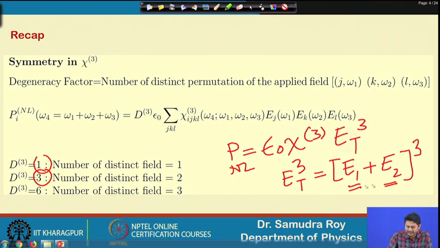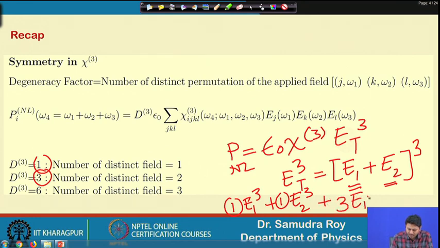Since we have only two distinct fields, we have a number 3 here and a number 1 here as degeneracy factors. If I expand, it is E1 cube, which has a degeneracy factor 1, plus E2 cube, which has a degeneracy factor 1, and then we have E1 squared E2, where two fields are involved, among which two are identical, so it follows this and we have 3 here. Another case is 3 E2 squared E1. This is also possible, and here also we need to write 3 because two are the same field and one field is different.